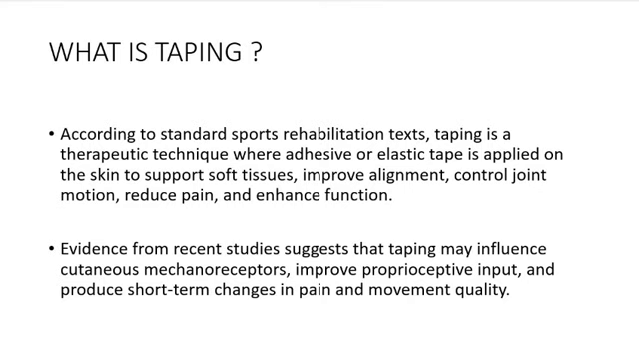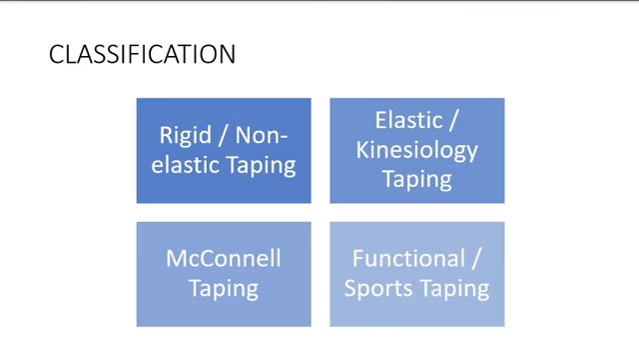First of all, what is taping? Taping is a therapeutic technique where adhesive or elastic tape is applied on skin to support soft tissues, improve alignment, control joint motion, reduce pain, and enhance function. Evidence from recent studies suggests that taping may influence cutaneous mechanoreceptors, improve proprioceptive input, and produce short-term changes in pain and movement quality.